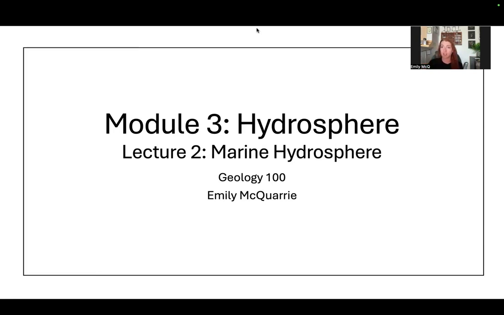So again, geologists sort of split the hydrosphere up into two entities. The terrestrial hydrosphere, which we just learned was any of this fresh water that is sort of dynamic on land. But now we have to jump to the marine hydrosphere, which is all the salt water, which is in the ocean, which I love.